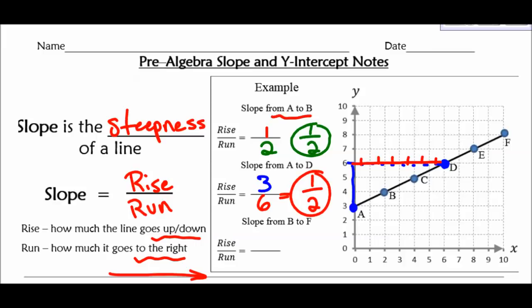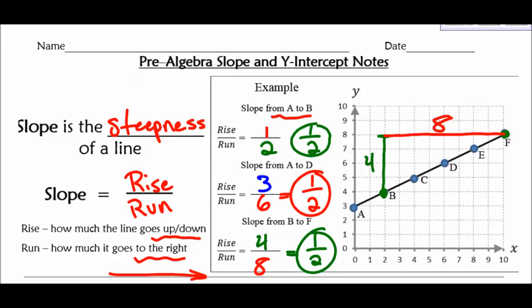The slope of this line is not going to change. It doesn't matter which 2 points we choose. The slope of the line remains constant because it's a straight line. I'm going to do that last example anyway. Even though I know it's going to end up being 1/2, I just want to make sure. B to F. The climb, the rise is 1, 2, 3, 4. It went up 4 spaces. And the run is 1, 2, 3, 4, 5, 6, 7, 8. Our rise is 4 over 8, also the same fraction as 1 over 2.